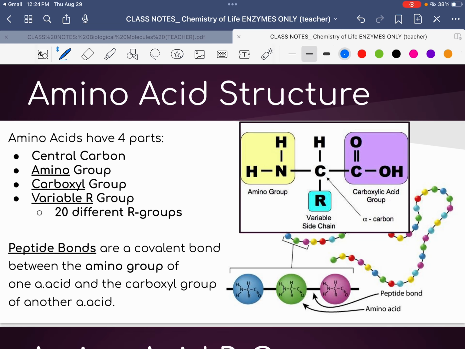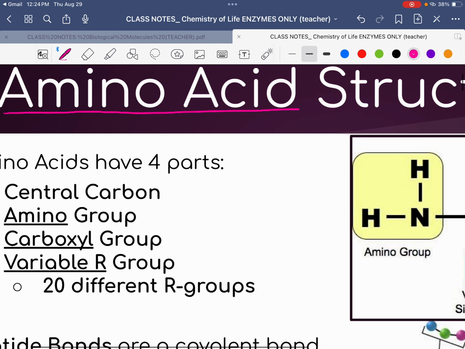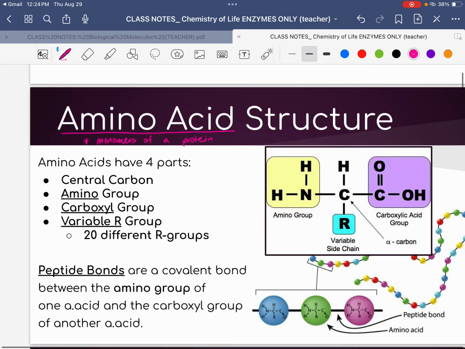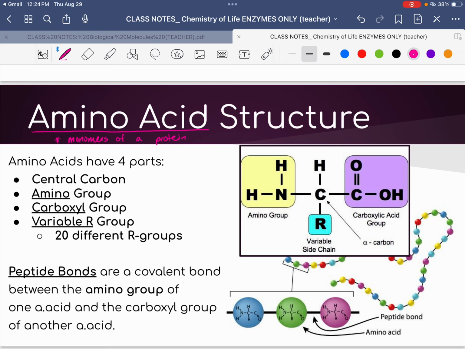So we talked about how amino acids are the building blocks of proteins. So amino acids, these are the monomers of a protein. We want to go a little bit deeper into the structure of an amino acid.